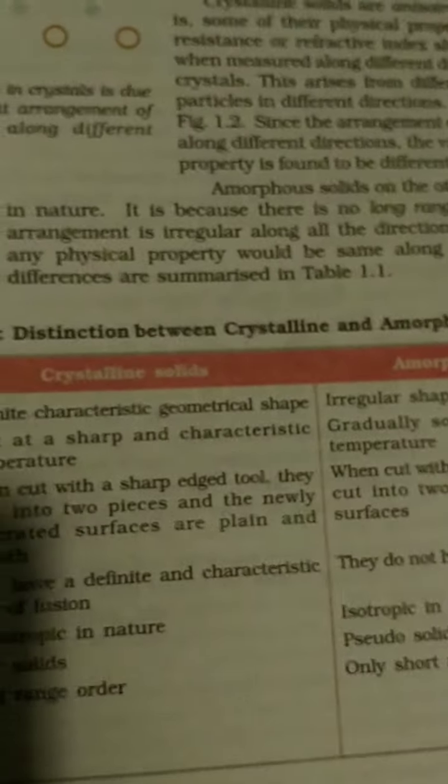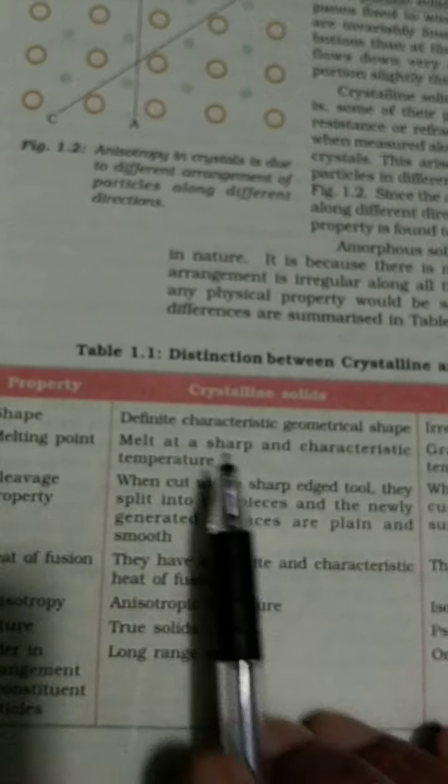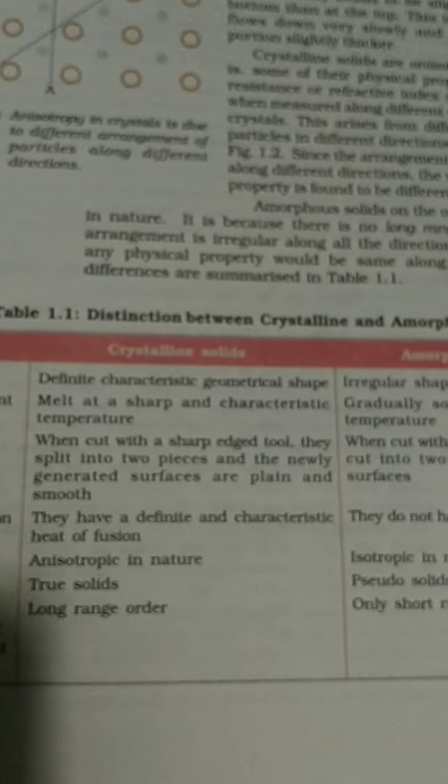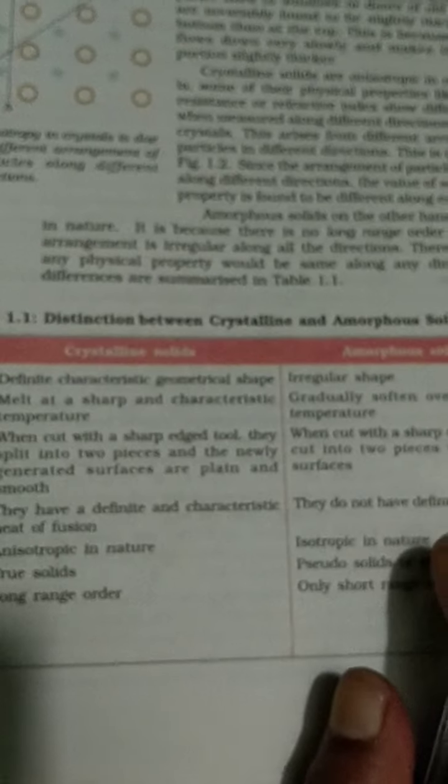So, till now, whatever we have discussed, on the basis of this we can see some basic differences between crystalline solids and amorphous solids. In crystalline solids, a definite characteristic geometrical shape is present, while in amorphous solids, irregular shape is present. Crystalline compounds, as suggested earlier, have a sharp melting point at a characteristic temperature, while the amorphous solids gradually soften over a range of temperature.